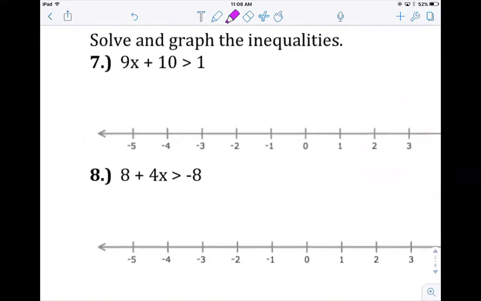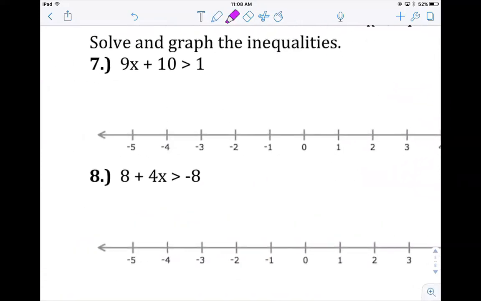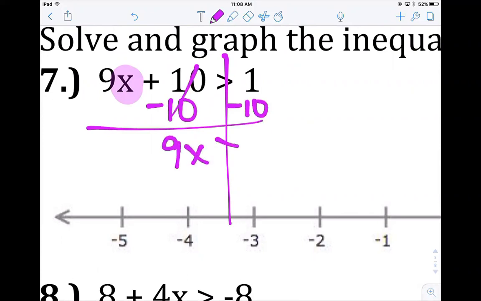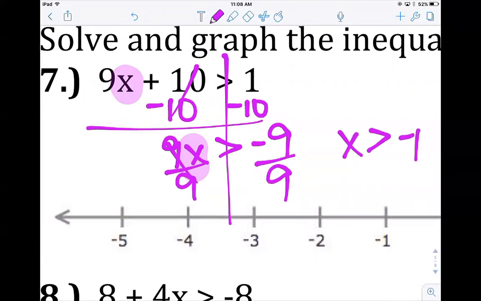So when you go to solve inequalities, it is very much like solving an equation. You are going to draw a line down your inequality symbol, just like you would an equal sign. And our goal is to get that letter, that x, by itself, just like we did with equations. So what we're going to do to start is subtract 10 from both sides. So we have our 9x, we have our greater than symbol, and we have -9, just like an equation. Still need to get x alone, so we're going to divide both sides by 9. So we have x is greater than -1.